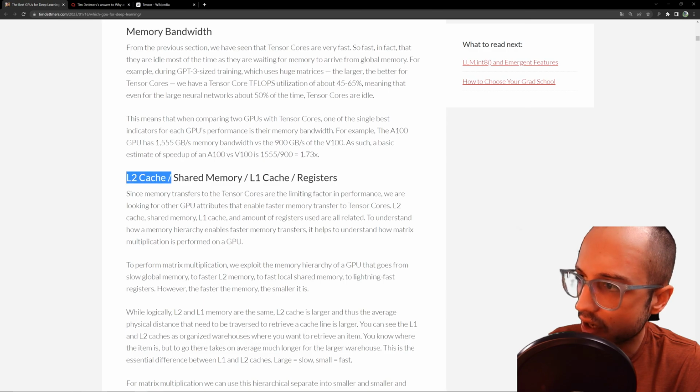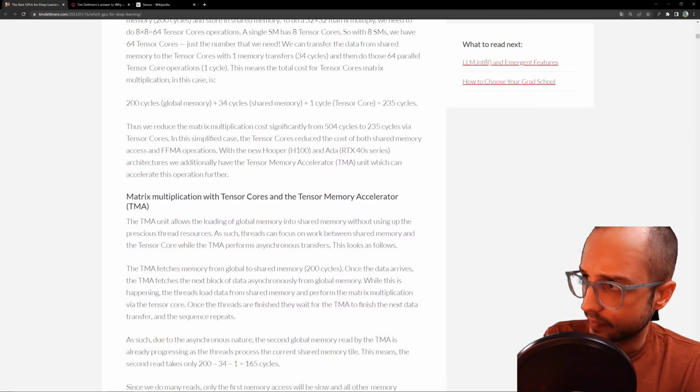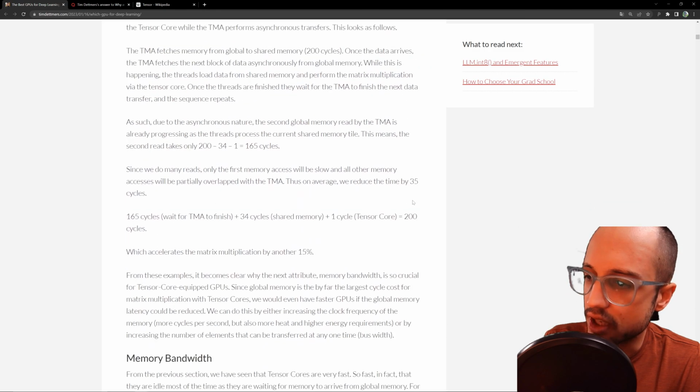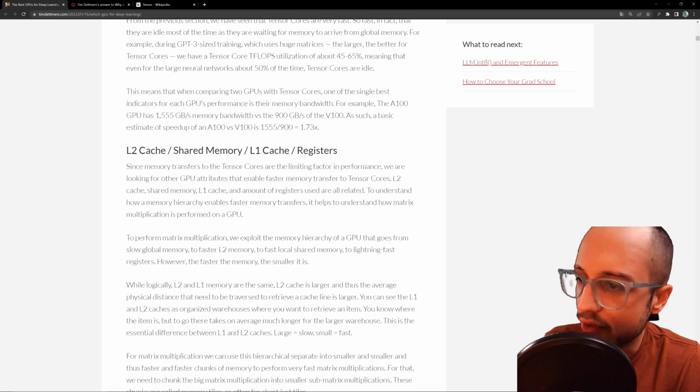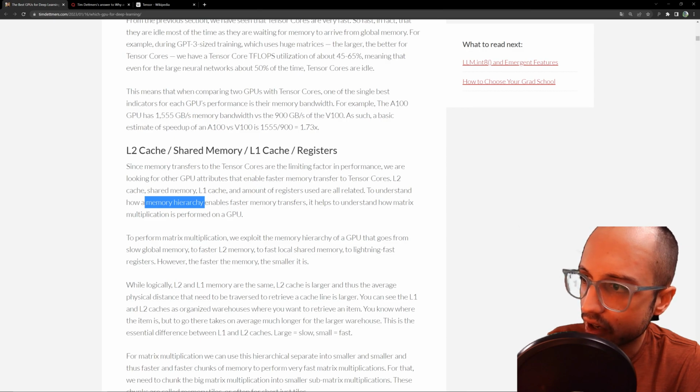Okay, so that's an idea about bandwidth. I guess the next section here is L2 cache, shared memory, L1 cache, and registers. So here in these earlier examples, there was basically just the global memory and then the shared memory, but there's actually a finer resolution to that. There's actually levels to the shared memory, right? L2 cache, the shared memory, the L1 cache, and the amount of registers used are all related. To understand the memory hierarchy, and this is the hierarchy here, L2 is further away than the L1, helps to understand how matrix multiplication works.